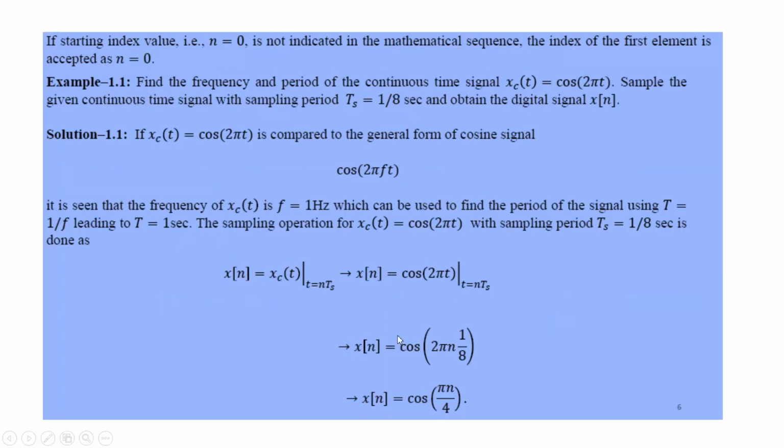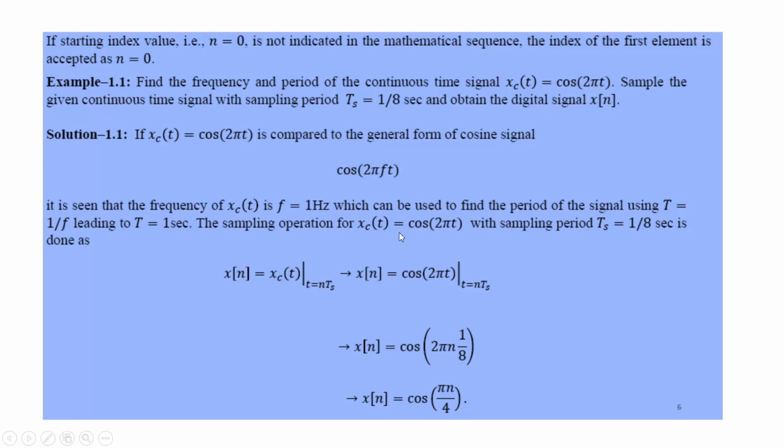Let us now consider an example in which the continuous time signal is given as cos 2 pi t. If you see the signal, you will see that f is equal to 1, that means the frequency is 1. Sample the given continuous time signal with sampling period 1 by 8 seconds and obtain the digital signal. How can we get it? The frequency is 1 hertz, so the period of this signal is 1 second.